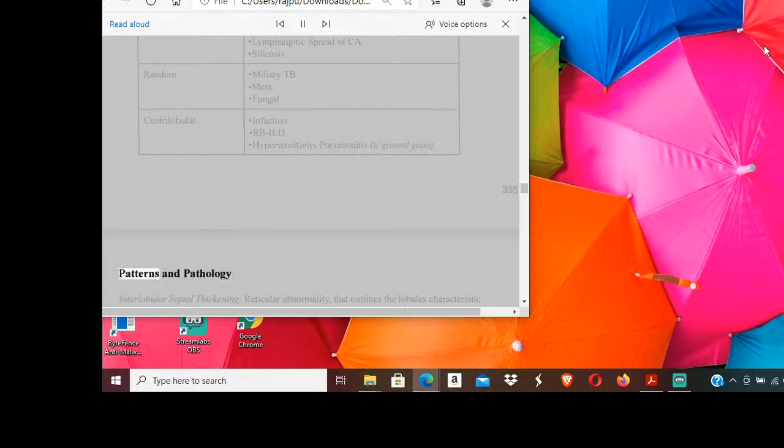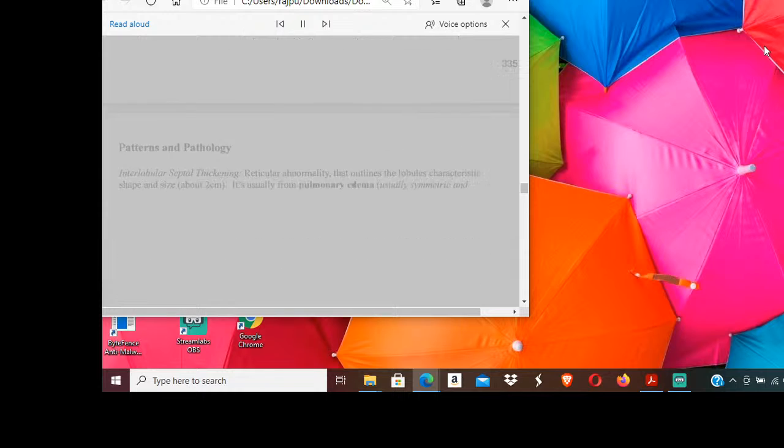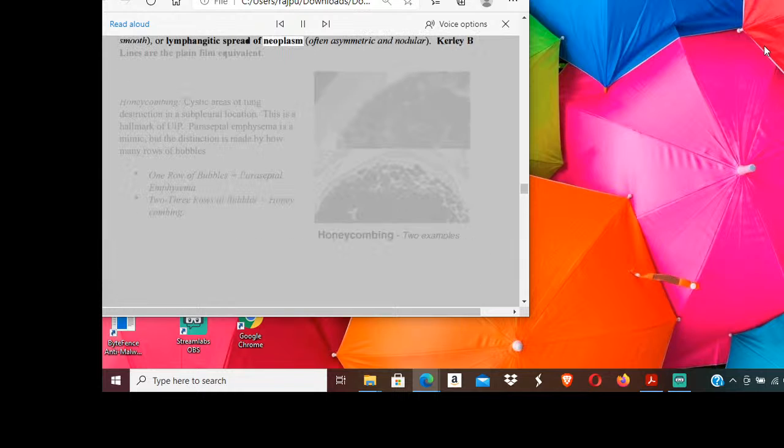335. Patterns and pathology. Interlobular septal thickening is a reticular abnormality that outlines the lobule's characteristic shape and size, about 2 cm. It's usually from pulmonary edema, usually symmetric and smooth, or lymphangitic spread of neoplasm, often asymmetric and nodular. Kerley B lines are the plain film equivalent.